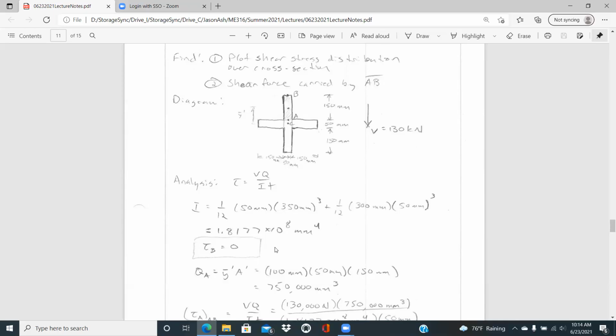And so the main thing is just make sure not to account for this central area twice. And so we did not include that portion in the base here. We did 300, not 350.